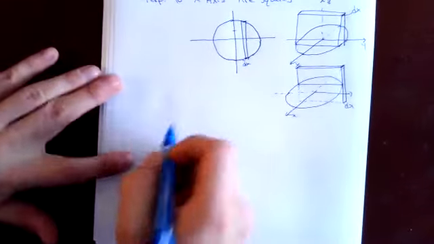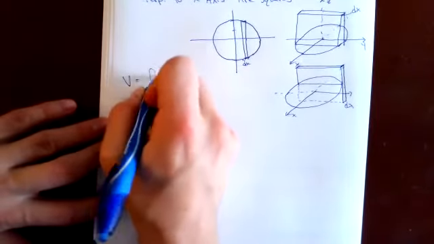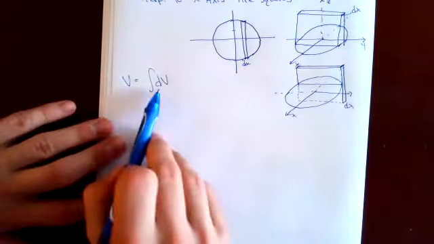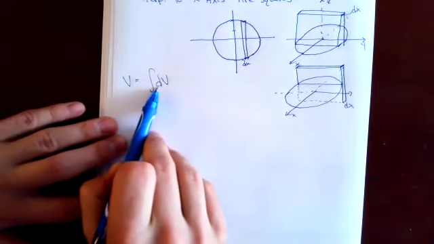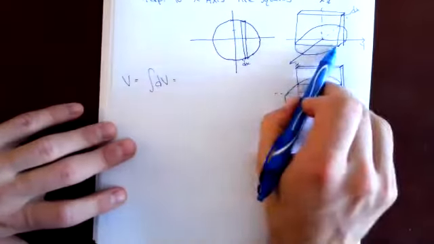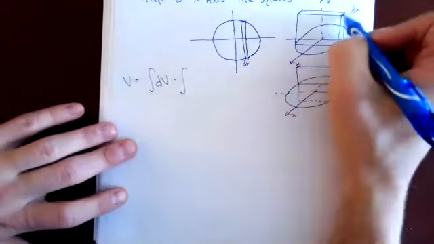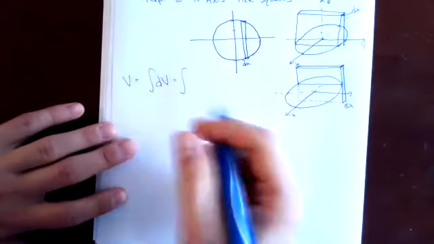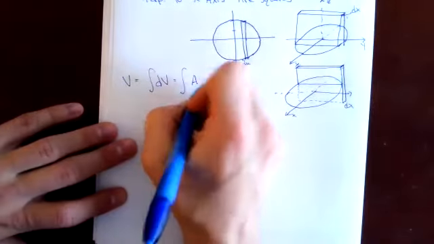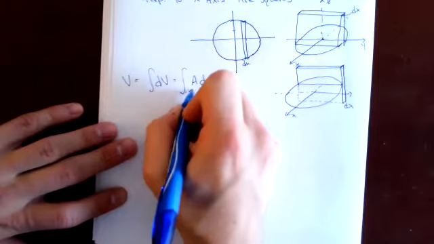So what is our integral? Our volume, generically, is the integral of dV. It is the sum of every infinitesimal slice of volume we have. And what is the volume of these slices? It's going to be the area of the base times the depth. So you can write it as the cross-sectional area times the depth.